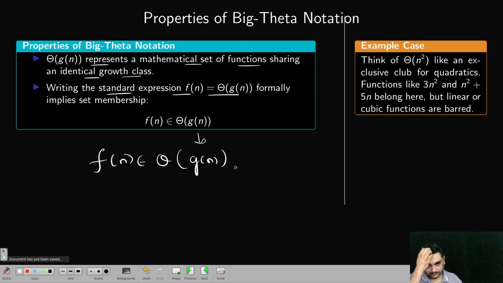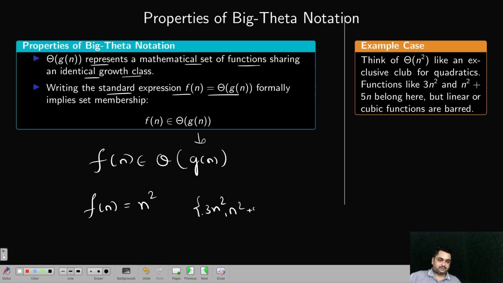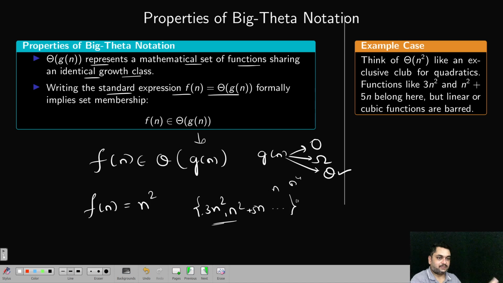Here all should have the same growth. For example, if I take f of n as n square, then this set will contain what? It cannot contain the linear terms. It can contain, for example, 3n square plus 5n, something like this, but it cannot contain n or n power 4. Why? Because we already defined the property that this g of n is the same for O, omega and theta. Then only I can define this theta bound. That is the reason. So it is a set, but it contains the same class of functions.